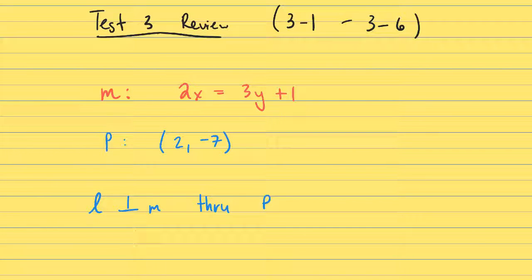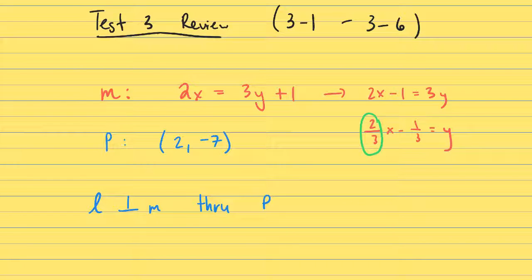We're finding some other line that's perpendicular to M through the point P. So if you want to solve this 1 in M, you can, but you could also recognize that when you move the 1 over, it doesn't do anything. It becomes 2x minus 1 equals 3y, and then this is 2/3 x minus 1/3 equals y. So my slope can be extracted right here. That's the slope of the line M, 2/3.